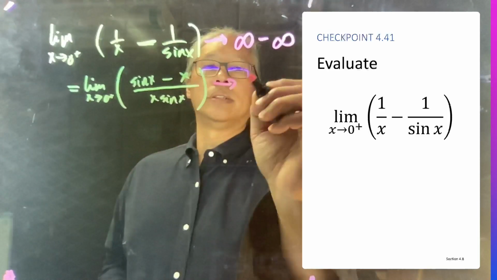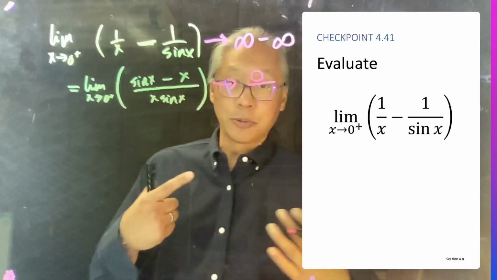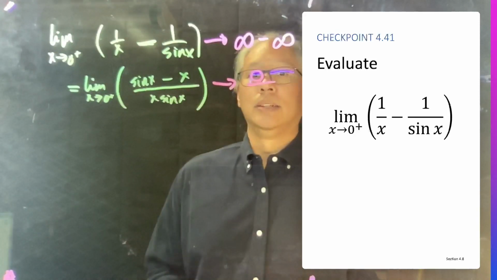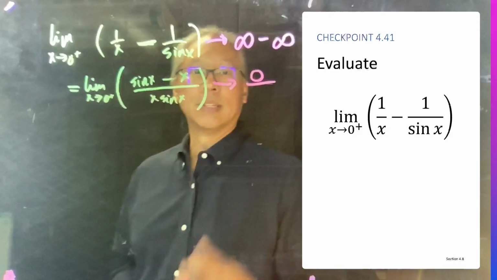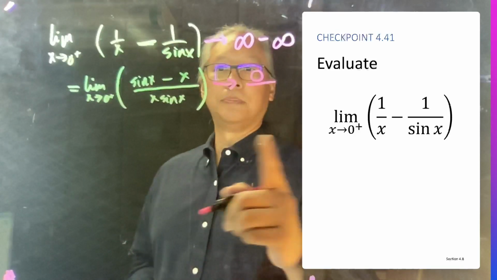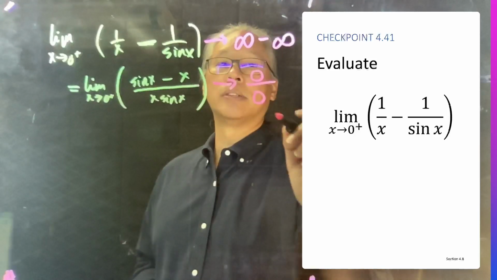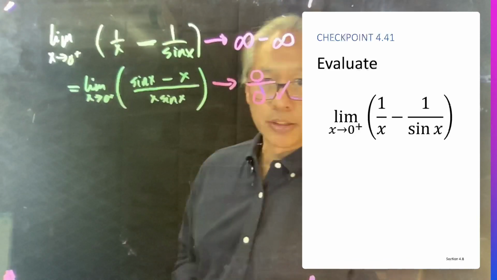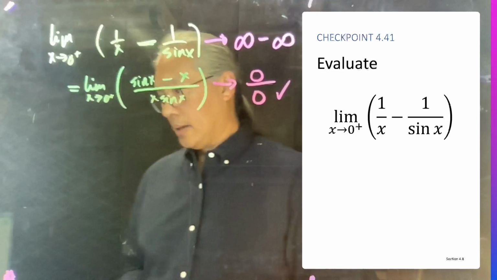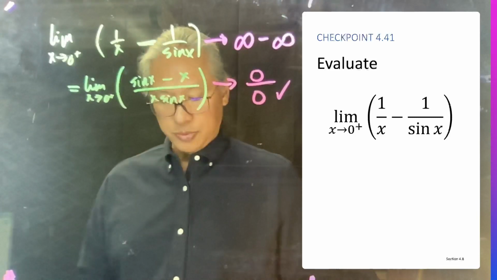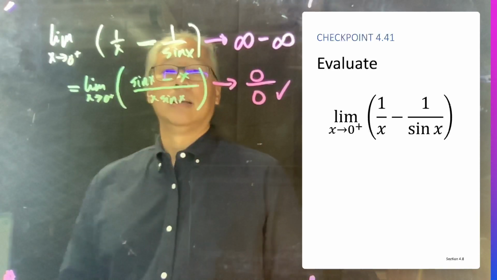I have 0 minus 0 in the numerator. 0 minus 0, by the way, is not indeterminate. It is going to be 0. And then in the denominator we have 0 times 0, which is equal to 0. So now it's an indeterminate form, and we'll plan to use L'Hopital's rule in our next step.